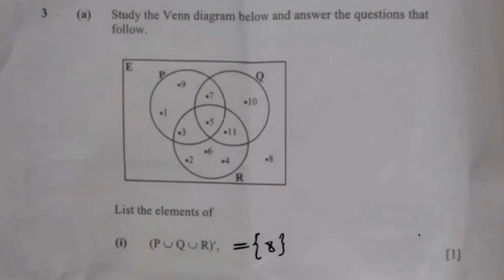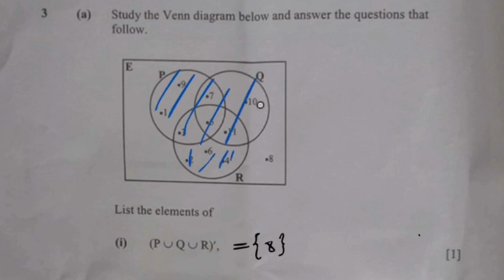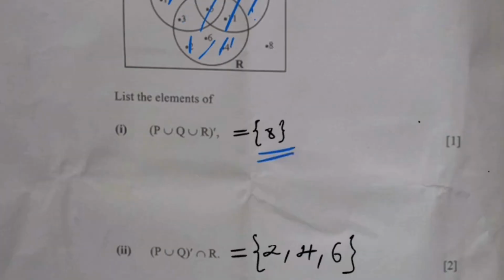In section B, we have a Venn diagram and we list the elements of P union Q union R complement. So first of all, we need to identify what is P union Q union R. This is all the elements that are inside here, that is the union of the three sets. And complement is all the elements that are not in this shaded region, and we only have 8. That is why we have 8 here.